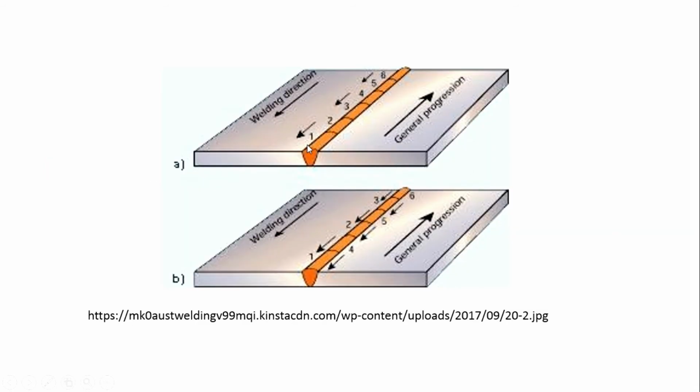This is called the skip welding process. You can see now it's 1, 2, 3, 4, 5, 6. Instead of going like this, we can go for this one. First you weld here, second you weld here, third here, fourth over here, then fifth and sixth. This is called the skip welding process.